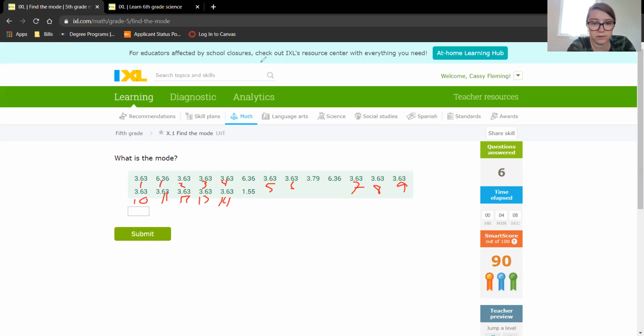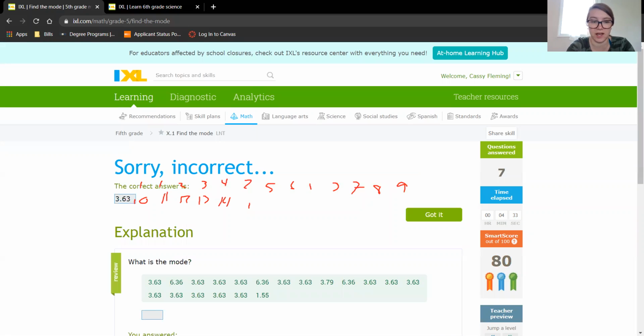6.36, 1, 2, 3 times, 3.79 once, and 1.55 once. So our number that occurred the most often was 3.63. So we just type that in our submission box. 3.63. Oops, I messed up because I pushed the 9 instead of the decimal.